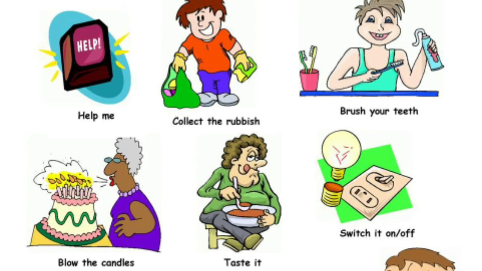The fourth sentence is blow the candles. The negative of this sentence will be do not blow the candles. Sentence number 5, or picture number 5, is taste it. The negative will be do not taste it. The sixth picture or the sixth sentence is switch it on or switch it off. The negative will be do not switch it on or do not switch it off.